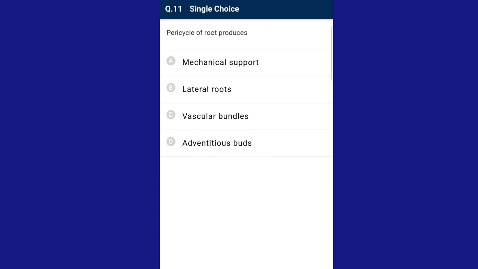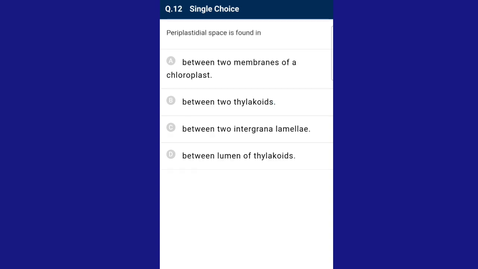Question number 11. Pericycle of root produces. Pericycle in root is active in the formation of root branches or lateral roots. The main function of pericycle cells is to provide support, structure and protection to the plant. So the answer is option B, lateral roots. Question number 12.